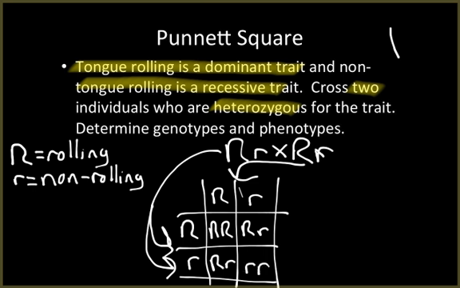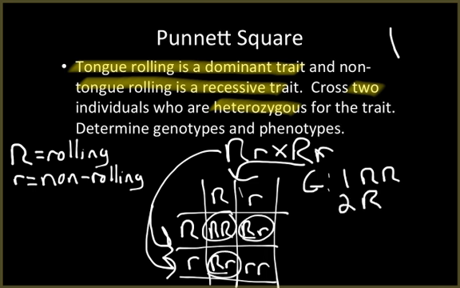Okay? Now, from this, we need to determine our genotypes and phenotypes. So let's take a look here at our genotypes. Okay? The first question we need to ask: how many of the offspring are homozygous dominant? That is, how many have two dominant alleles? Well, this one has two dominant alleles. So we have one, big R, right? How many then are heterozygous? Two.